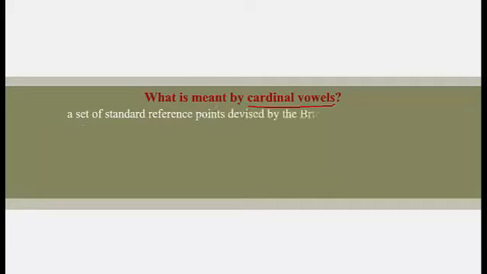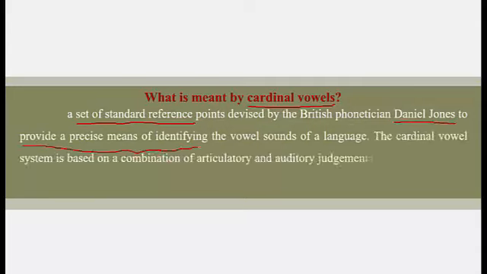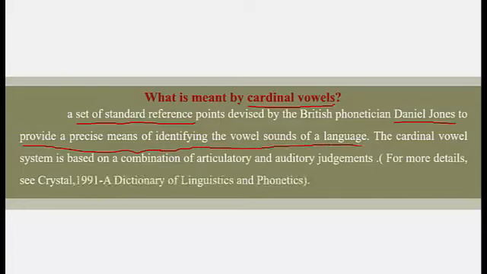In the previous lecture, we presented a very important concept for the description of vowel sounds, that of cardinal vowels. So once again, what is meant by cardinal vowels? Cardinal vowels are a set of standard reference points devised by the British phonetician Daniel Jones to provide a precise means of identifying the vowel sounds of a language. The cardinal vowel system is based on a combination of articulatory and auditory judgments.